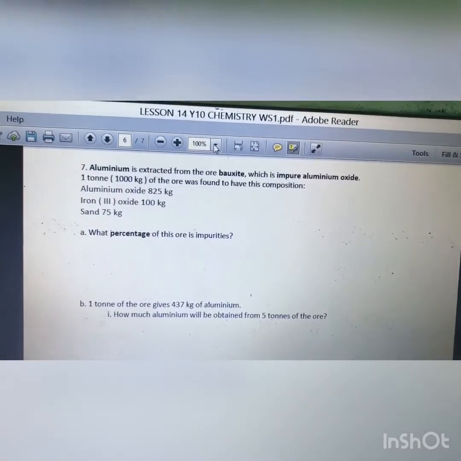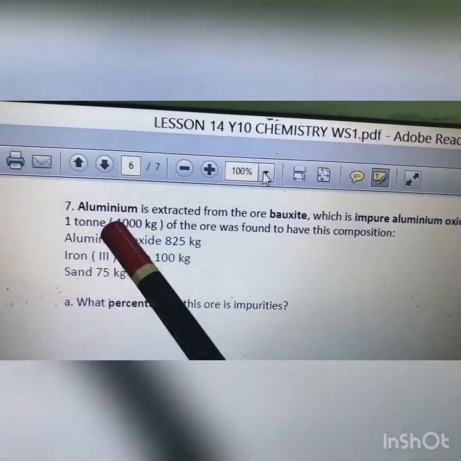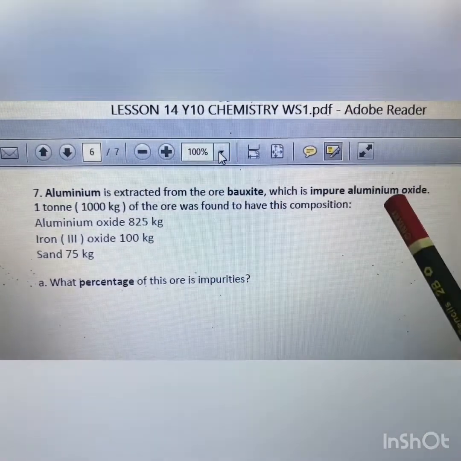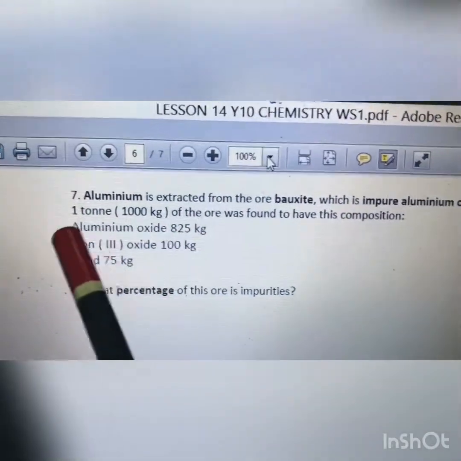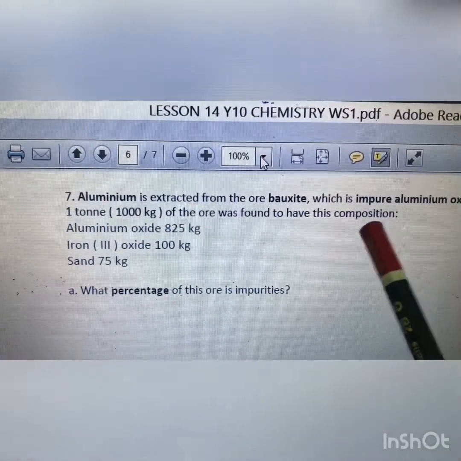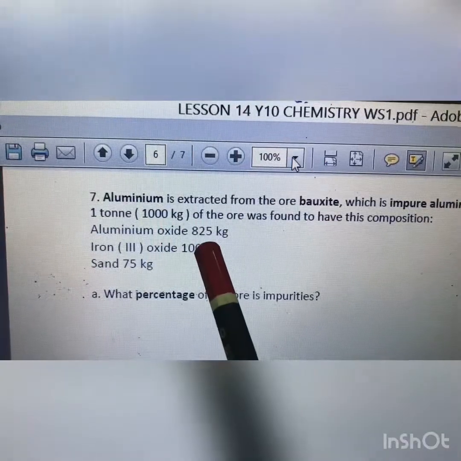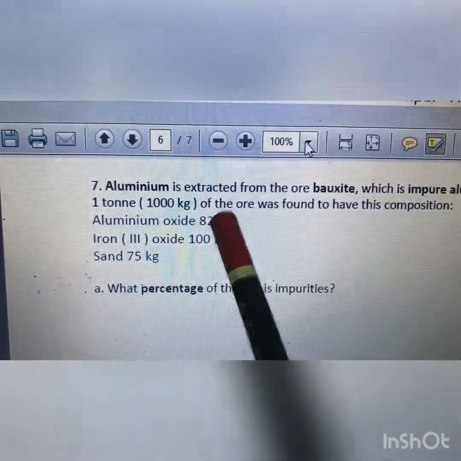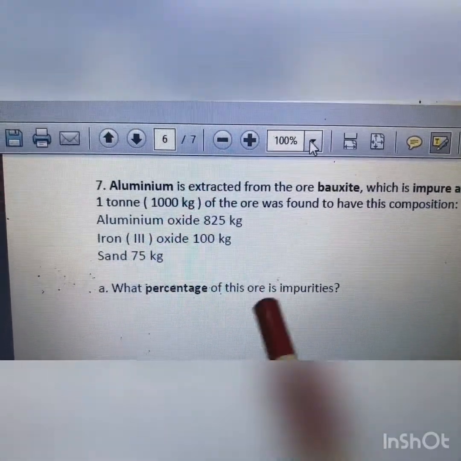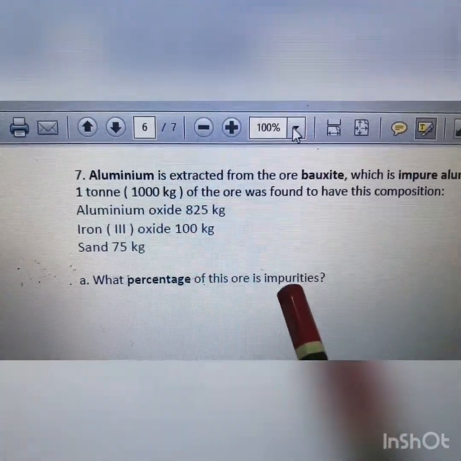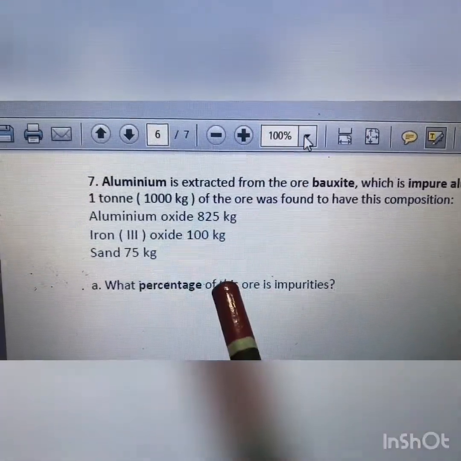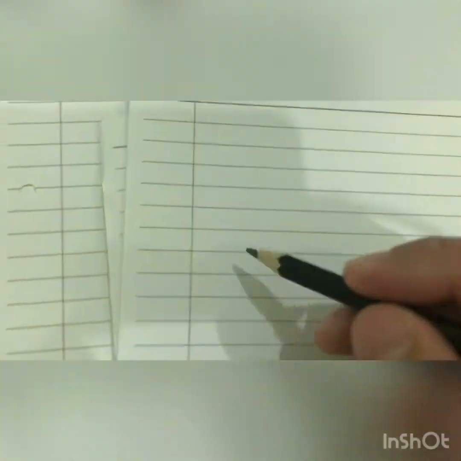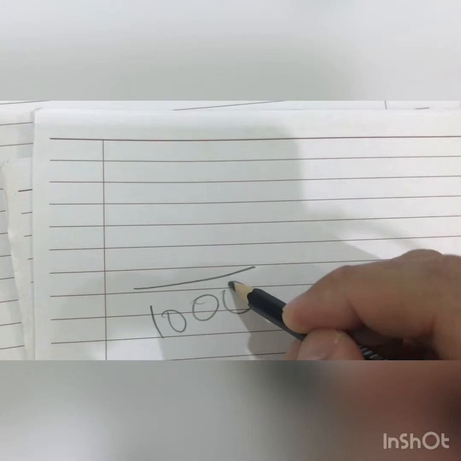Let's look at page 6, number 7. Aluminium is extracted from the ore bauxite, and bauxite is actually aluminium oxide, and 1 ton of ore was found to have this composition. So aluminium oxide, iron oxide, sand, all together 1 ton, 1000 kilograms. The question is asking about the percentage of aluminium oxide in the ore.